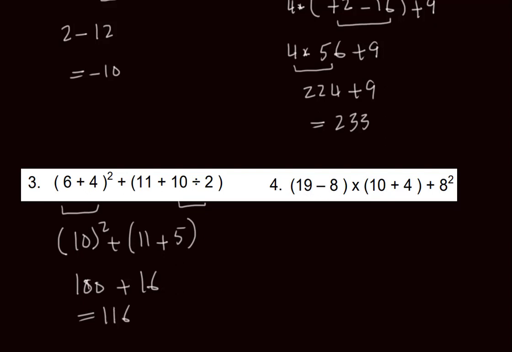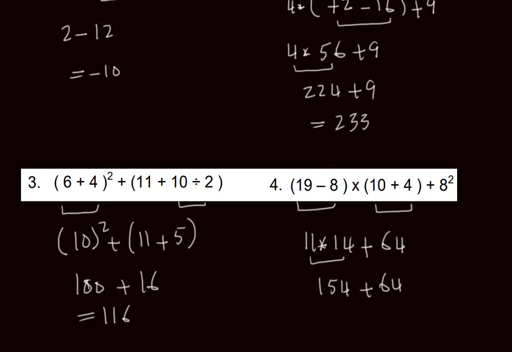If you look at it, it's similar to the one that we did in example number 3. So let's calculate within the parentheses before we do the exponent. So 19 minus 8 is 11, times 10 plus 4 is 14, plus 8 to the power 2, which is 8 times 8, 64. So now we have to multiply before we add the 64. So 11 times 14 is 154, plus 64.